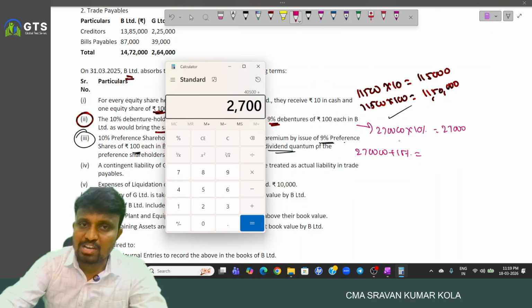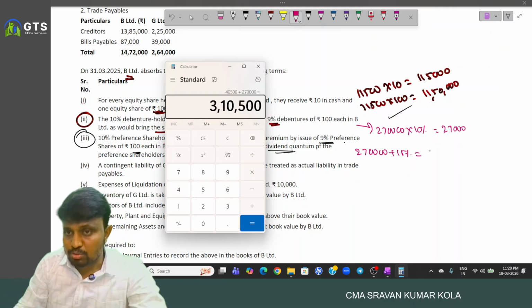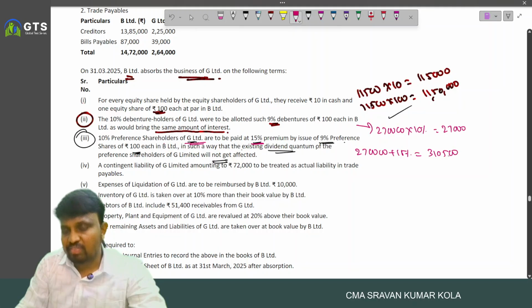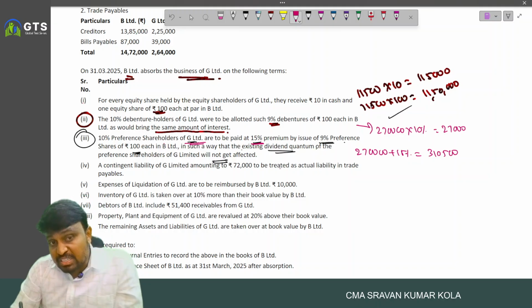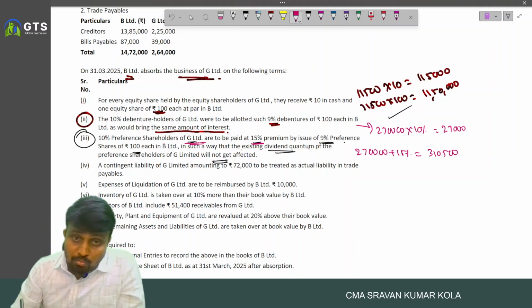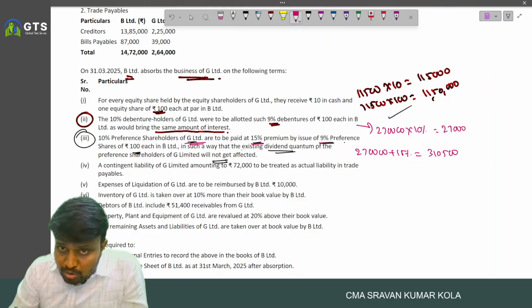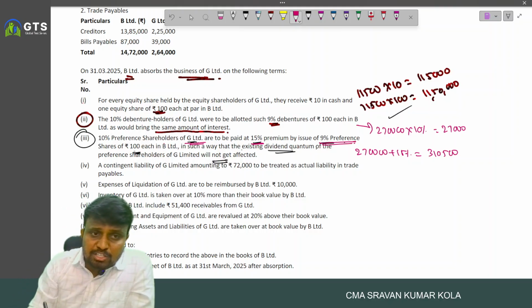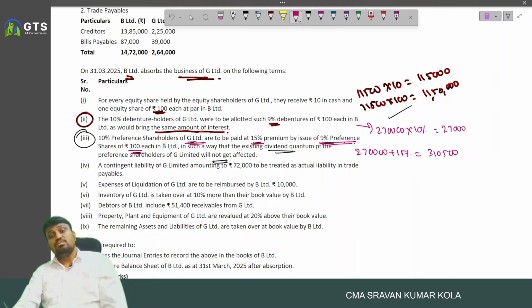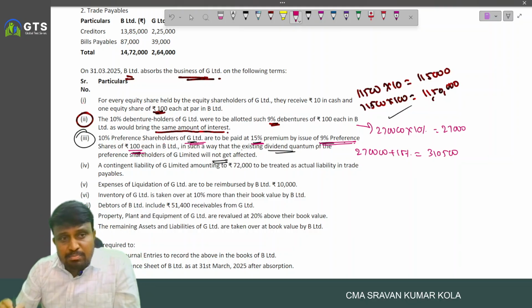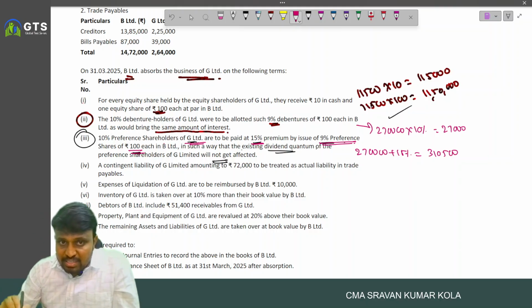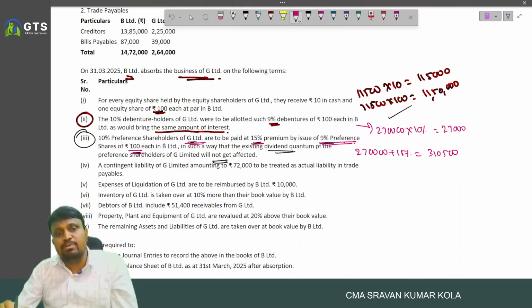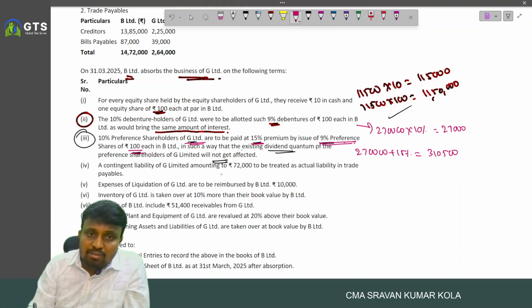40,500 plus 2,70,000. 3,10,500. And one more condition, by issue of 9% preference shares of 100 each in B Limited in such a way that the existing dividend quantum of the preference shareholders of G Limited will not be affected.